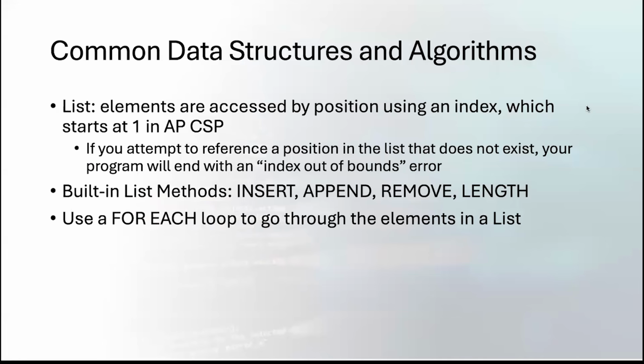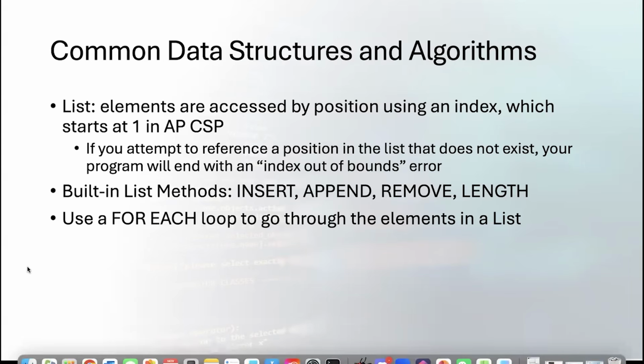All right, now let's take a look at some common data structures and algorithms that are used in APCSP. So what is data structure? Data structures, they are ways of organizing data so that data can be easily accessed, can be modified, can be added or removed. So one of such data structure we used in APCSP is called list. They are just a collection of the same elements that can be accessed by using an index, which always starts at 1 in APCSP.